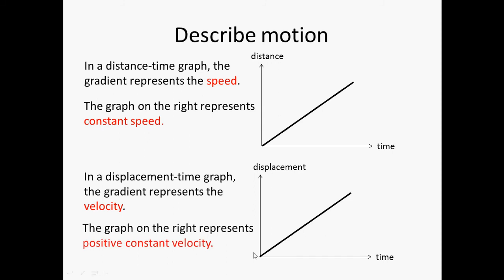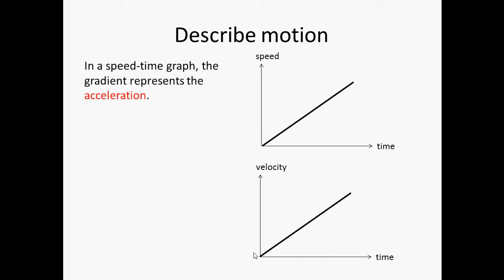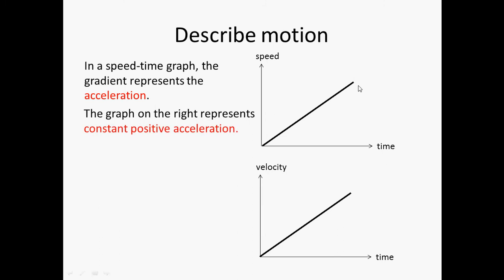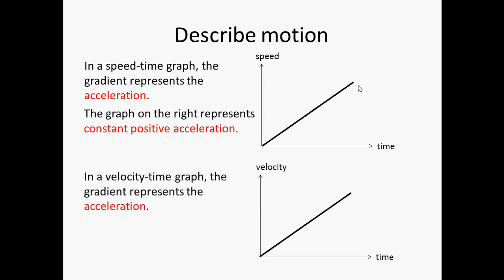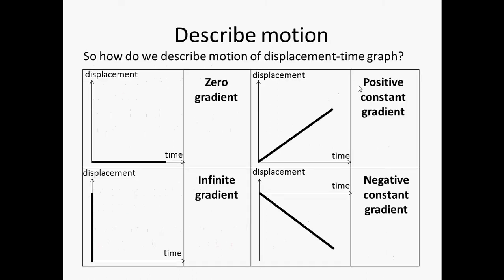If you have a very good grasp of interpreting the gradient, then you just need to remember what the distance time graph represents and what the displacement time graph represents, and by replacing the gradient with what it represents, you can describe the motion. It's that simple. So let's move on. Now, what about speed and velocity? Same thing. In the speed time graph, the gradient represents the acceleration, and you know that this is a positive constant gradient, so it's going to be positive constant or constant positive acceleration. Similarly, for the velocity time graph, the gradient represents acceleration, so it will be constant positive acceleration or positive constant acceleration. With this understanding, let us look at two examples.